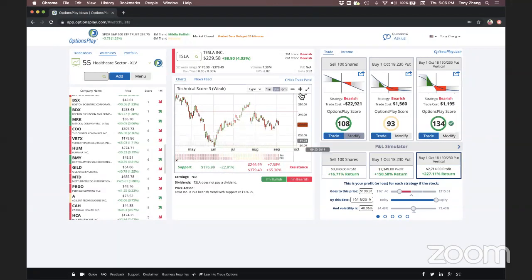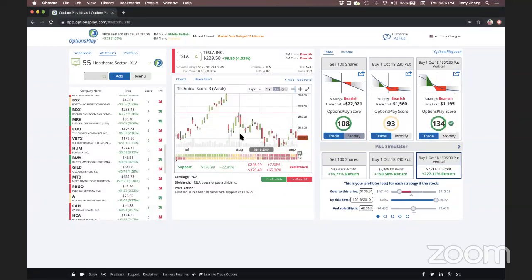And not only can you see the reading up top, but you can see how that trend has changed over time at the bottom of your chart.